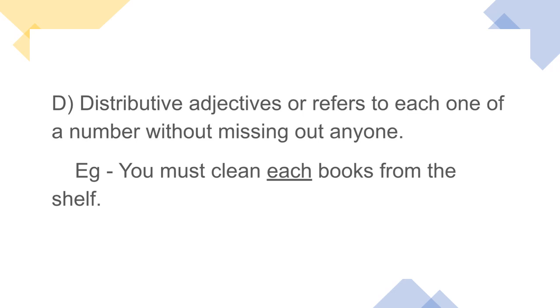In this sentence, books is a noun and before the noun comes each, which is a distributive adjective. Here in this sentence, we see that each of the books has to be cleaned. None should be left out. So nothing is missing from the action.